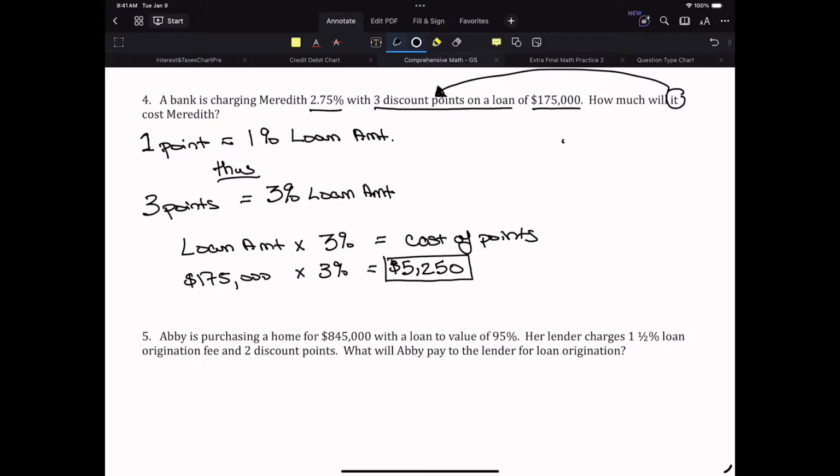To get an interest rate of 2.75%, Meredith had to pay an additional $5,250 at closing to the bank. It doesn't decrease her loan balance or anything. She's just getting a lower interest rate. That's it.